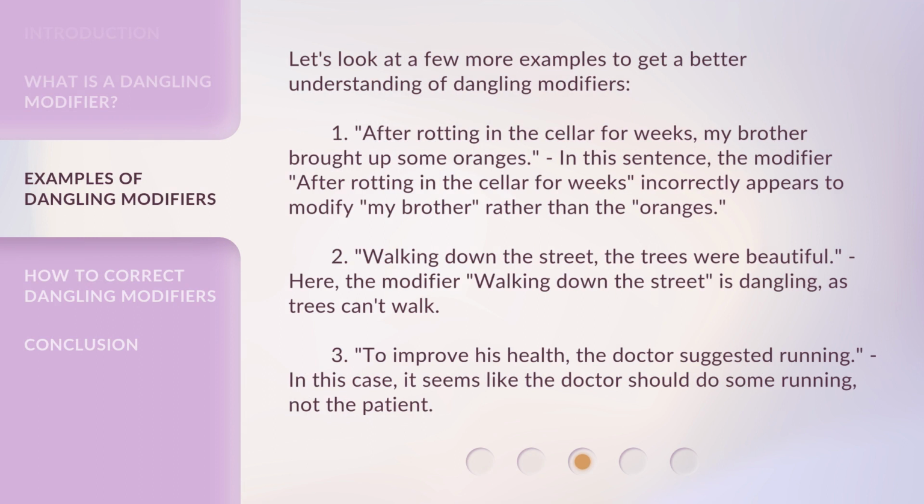Let's look at a few more examples to get a better understanding of dangling modifiers. 1. After rotting in the cellar for weeks, my brother brought up some oranges. In this sentence, the modifier, after rotting in the cellar for weeks, incorrectly appears to modify my brother, rather than the oranges.